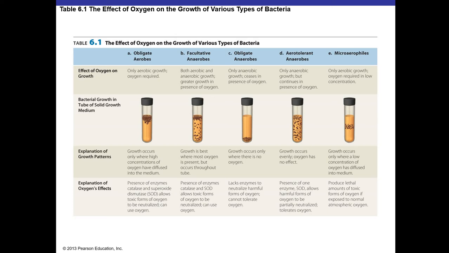In D, our aerotolerant anaerobes, they don't care. They have growth that is evenly throughout. They have one enzyme, only the SOD, the superoxide dismutase, that allows them to take care of the most harmful form of oxygen. So they basically can only partially neutralize. So therefore, they're just tolerating the oxygen, but they just don't do very well. And that's why they grow evenly throughout.